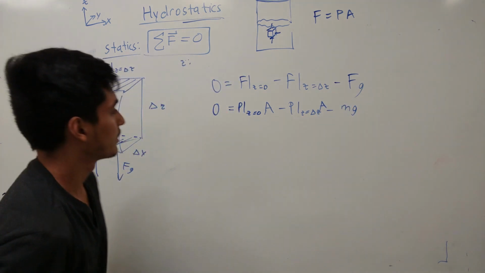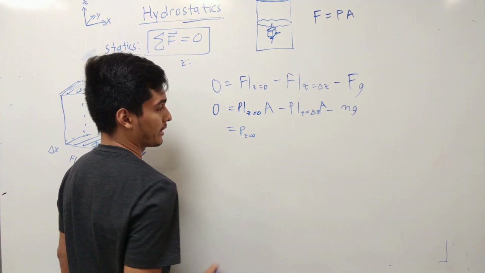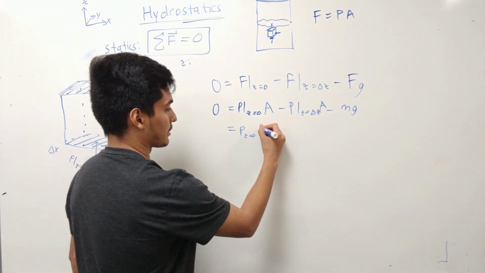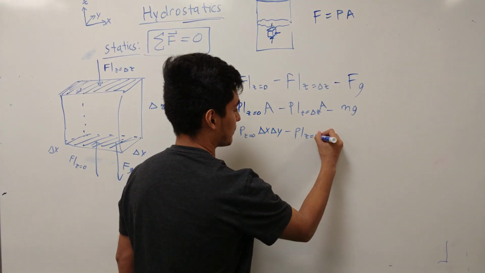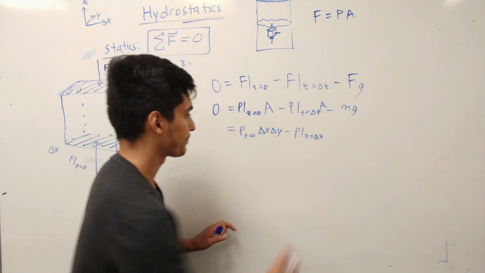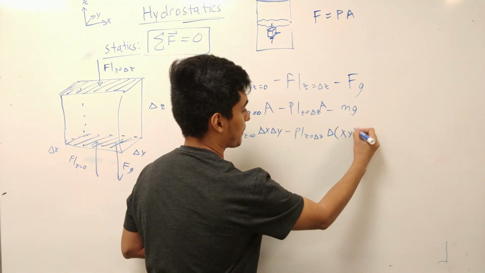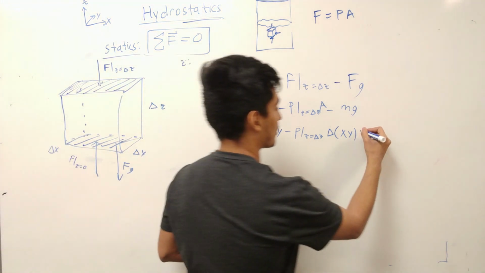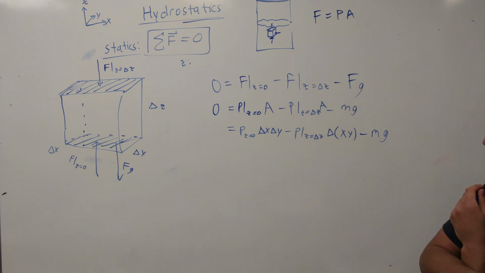It's the same area. And I'm going to write equals pressure, again, at z equals 0, times the area, which you said was going to be delta x times delta y, minus the pressure at z equals delta z times delta x delta y. Little notation trick: you can write delta, and then in parentheses x, y, so that just means delta x, delta y. Might use that, it's a little convenient, minus the gravity terms. Great, okay.